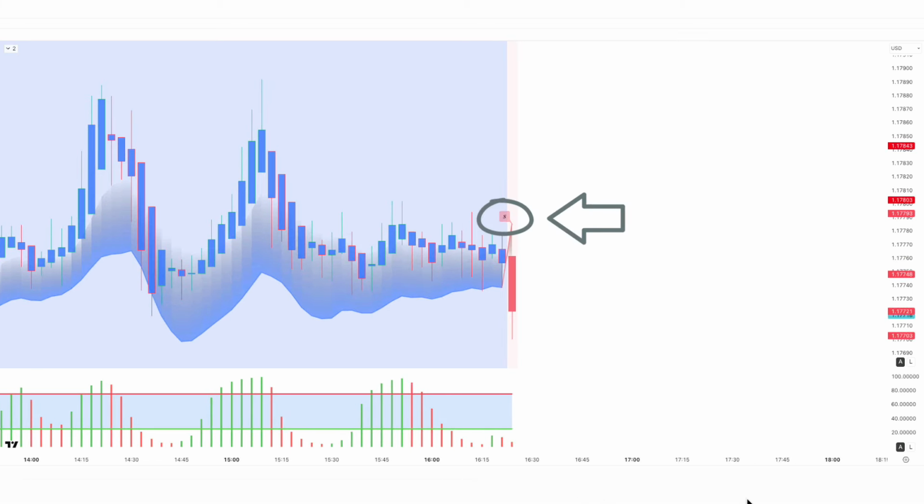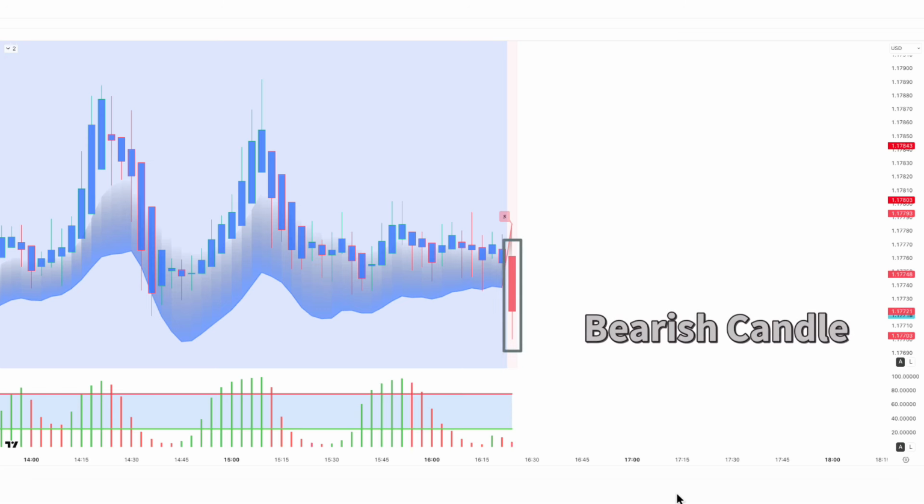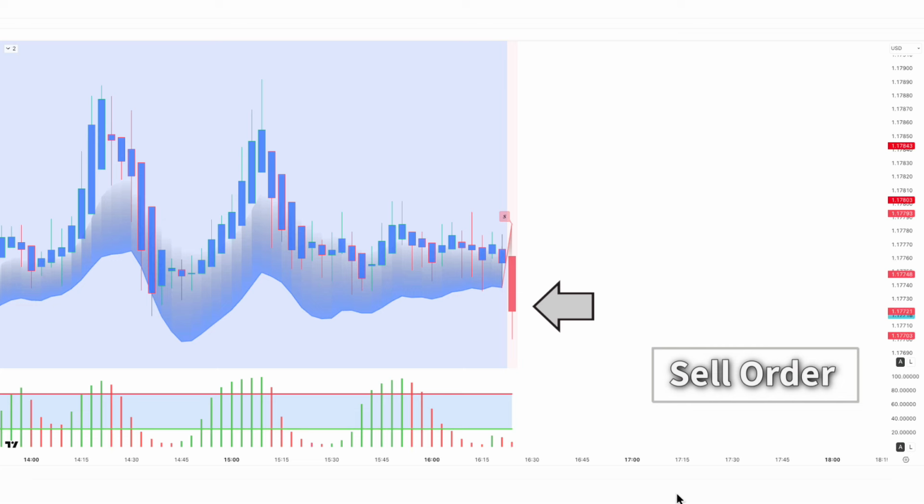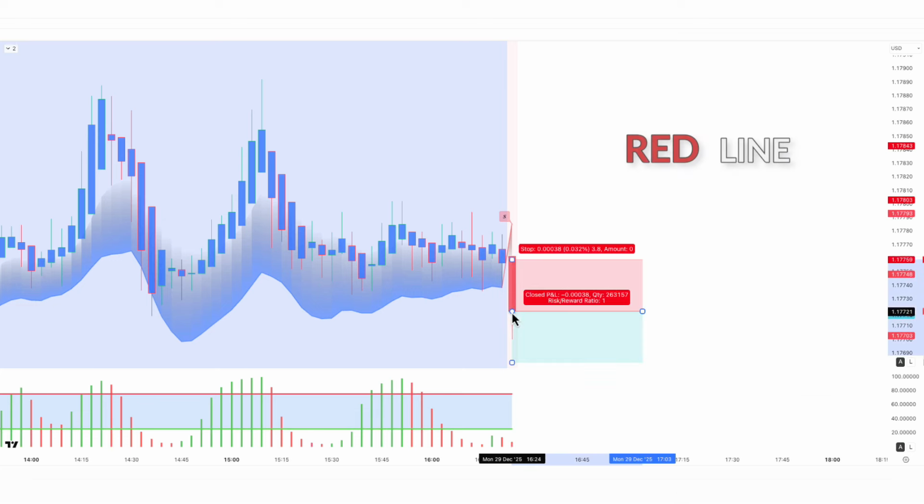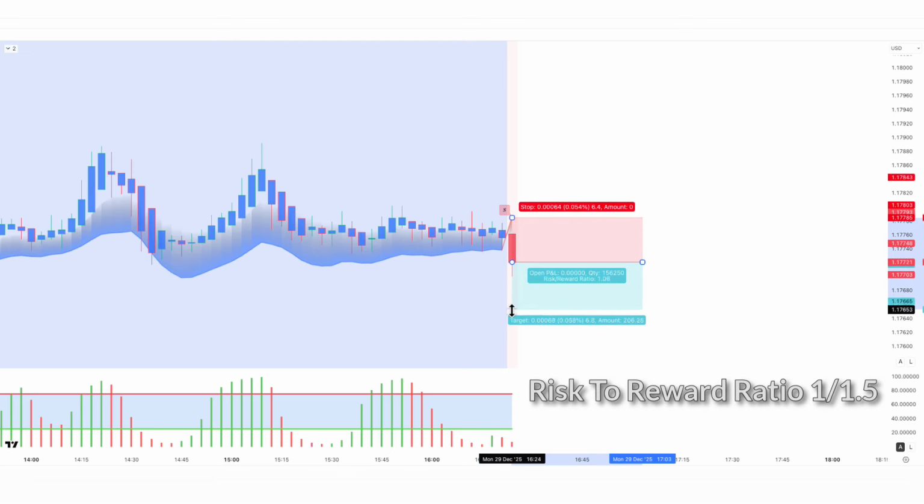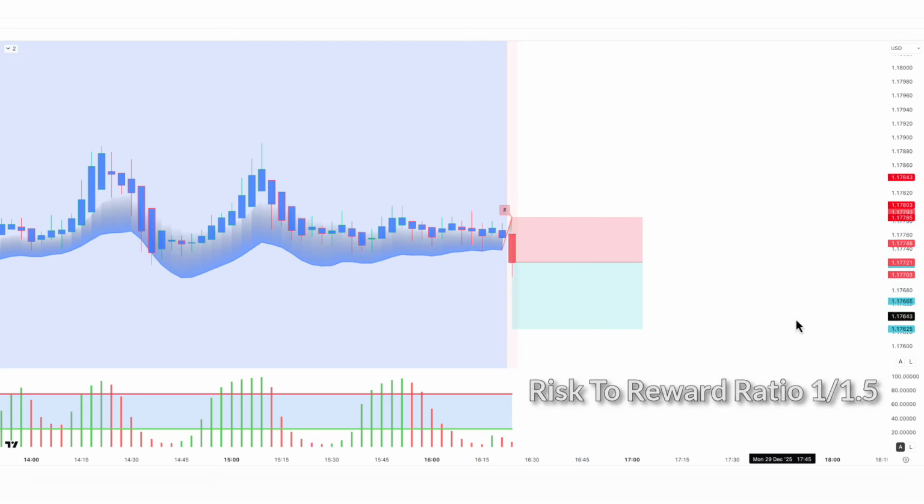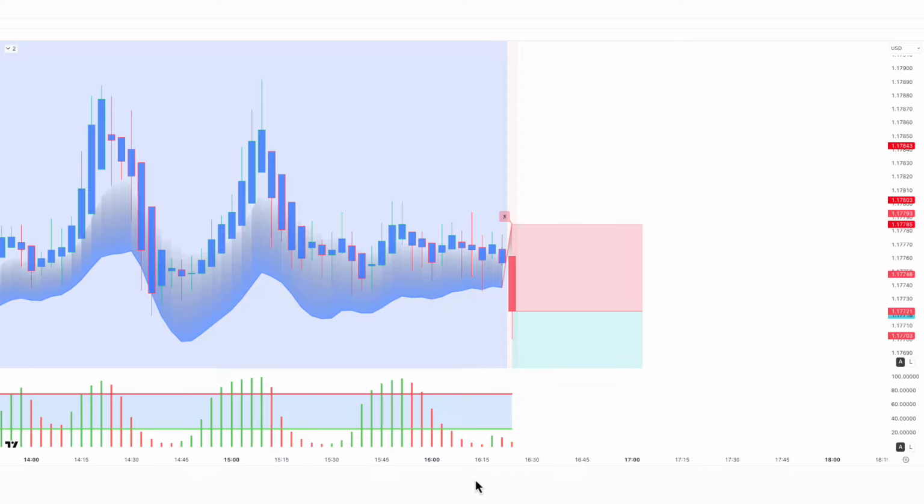Here, the adaptive trend flow arrow of this indicator is a short signal. Here, the red histogram of STC is below the green line. Here, the market has made a bearish candle to give confirmation, so all our conditions are being fulfilled, so we are placing an order to sell. Our stop loss is to be placed at the red line, and the risk to reward ratio will be 1:1.5. Let's see what happens to our trade.